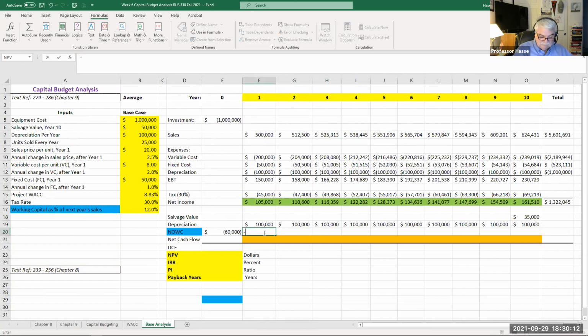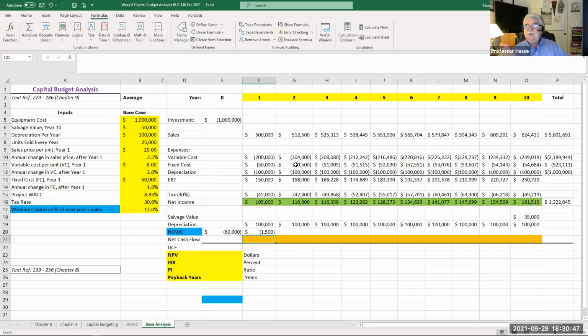Equals, parentheses, year 2 sales minus year 1 sales, times negative 0.12. And I'll explain this madness in just a sec. So what I'm doing is taking the difference between year 2 and year 3 sales and taking 12% of that, $1,500.